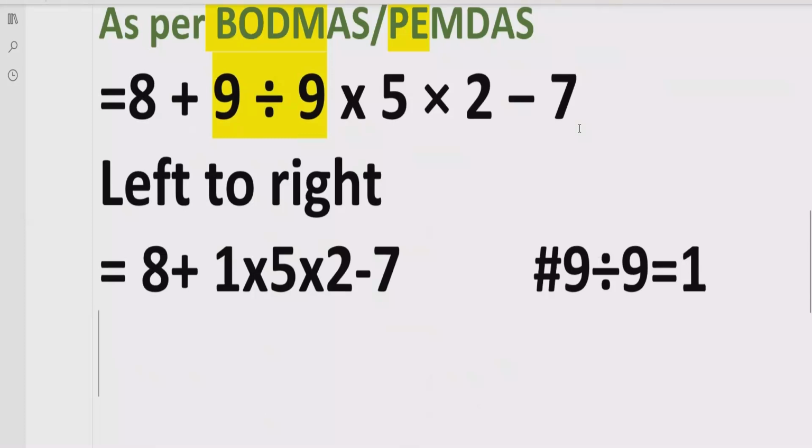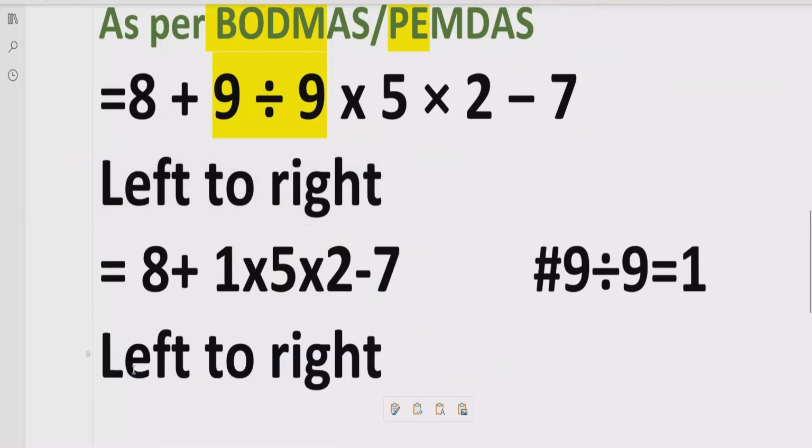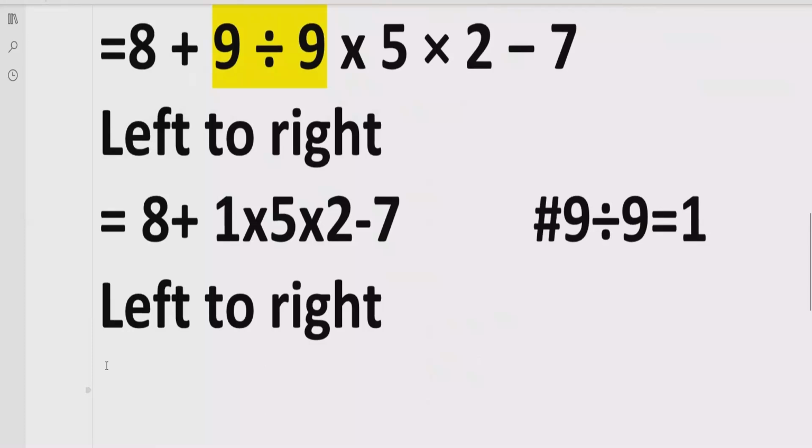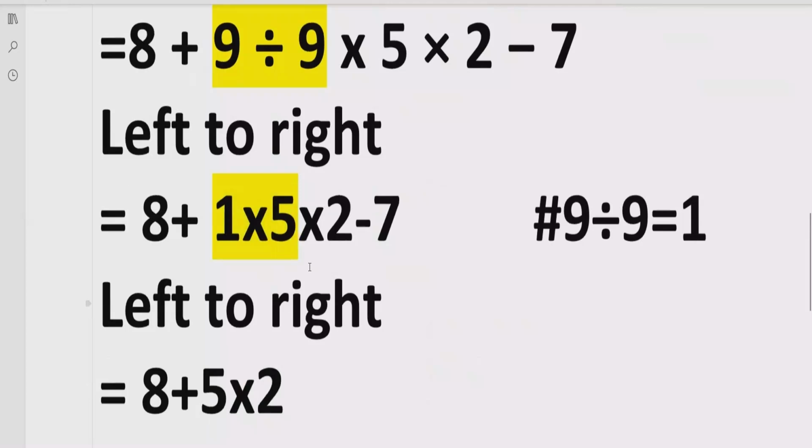Now move forward, step number 3, we will revise again because we still have multiplication and division. Until we have solved all the multiplication and division, we will repeat this step. So we write 8 plus 5 multiplied by 1, and 5 multiplied by 2, as it is. Again, we will write as it is minus 7. And here we have to give the reference: 1 multiplied by 5 equals 5.